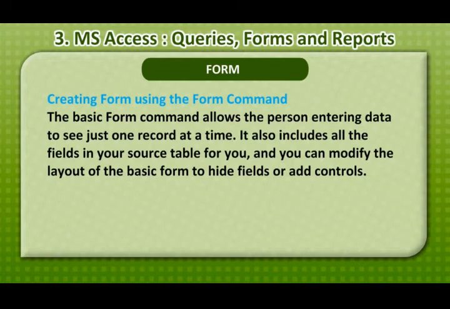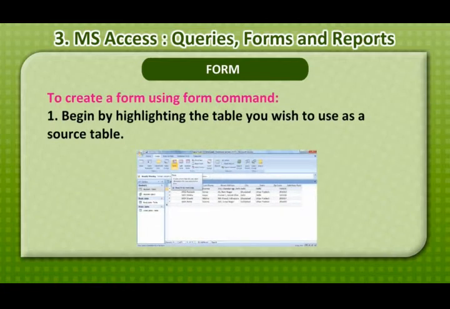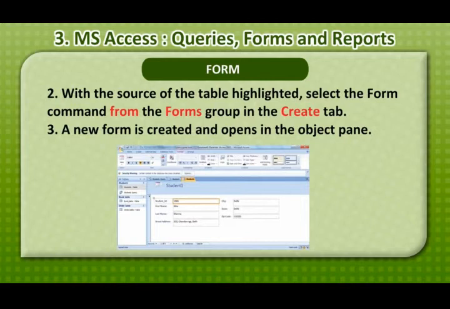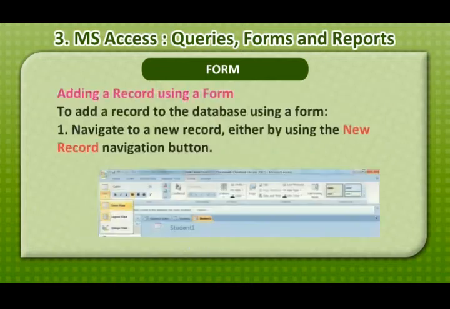Creating a form using the form command. The basic form command allows the person entering data to see just one record at a time. It also includes all the fields in your source table for you, and you can modify the layout of the basic form to hide fields or add controls. To create a form using the form command, begin by highlighting the table you wish to use as a source table, like this. With the source table highlighted, select the form command from the forms group in the create tab. A new form is created and opens in the object pane.